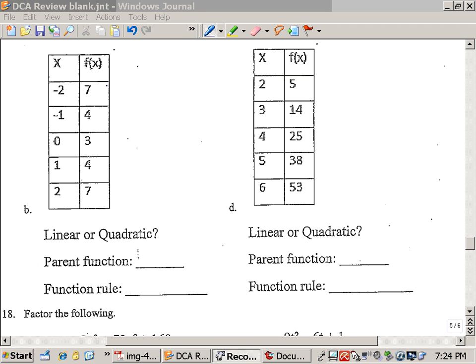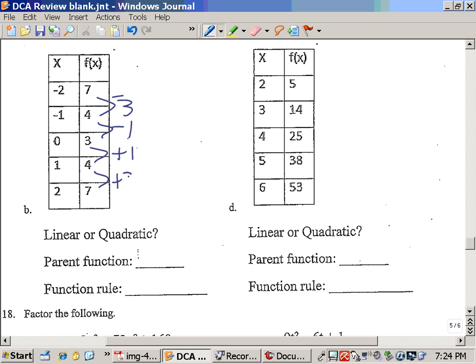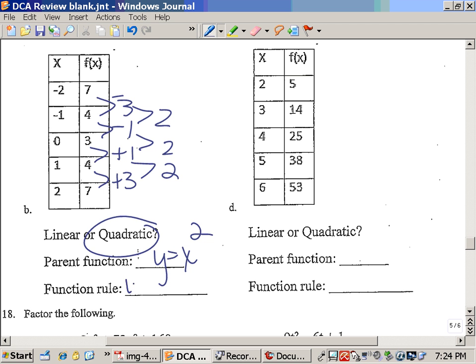We did B in class. Remember that these are going up, there it goes, down by 3, down by 1, up 1, and up 3. It's not linear. So then we notice that these are all increasing by 2, which makes it quadratic. The parent function is y equals x squared, and the function rule is going to be x squared plus the y-intercept, which is 3.